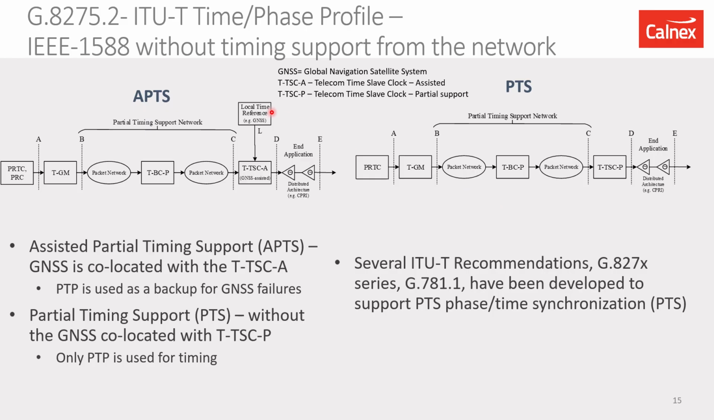You see here there are two main setups for the partial timing support, the so-called assisted partial timing support, APTS, where the assumption is that there is a local time reference, like a local GNSS, that in normal operation is providing the timing to the end application, like the radio base station, while the PTP over a network without timing support is used as a backup. A second approach is partial timing support without any local GNSS, and there are different requirements depending on which use case is being considered.